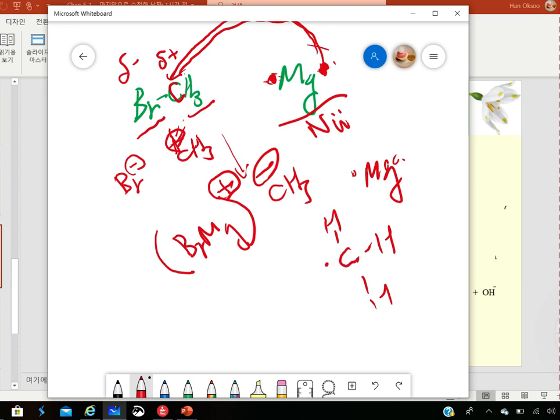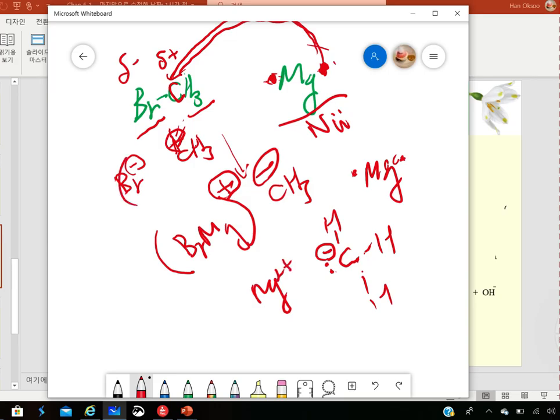And you will have two electrons like here. These two electrons come from the magnesium, right? And now you have one, two, three, four, five electrons on the carbon. So the carbon should have a minus charge like this, because the magnesium lost the two electrons, so magnesium will have two plus, right?